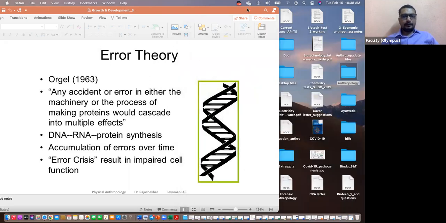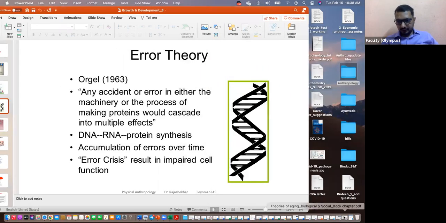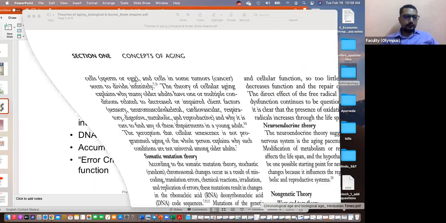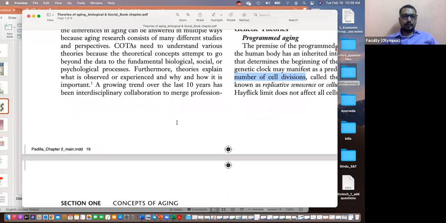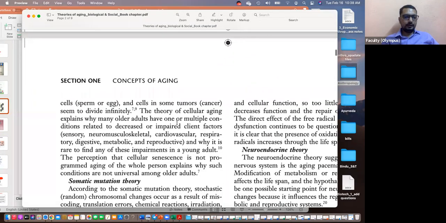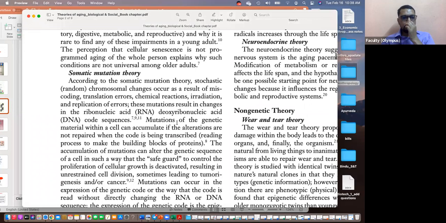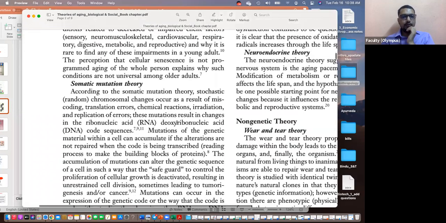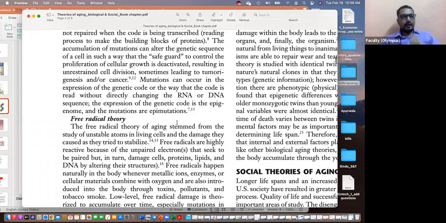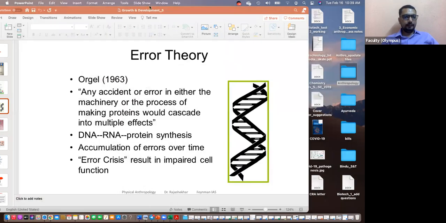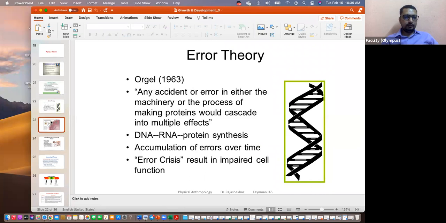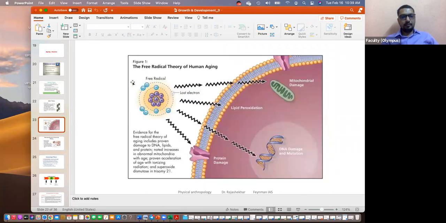Okay, right. Next, as I was telling you, I wanted to refer to the theories that are explained here. We talked about genetic theories, programmed aging or Hayflick limit theory. We are going to discuss somatic mutation theory and neuroendocrine theory as well, and free radical theory. So four or five examples of theories are discussed under this category. Error theory is one of them. This is also a genetic theory, and another very important theory is the free radical theory.